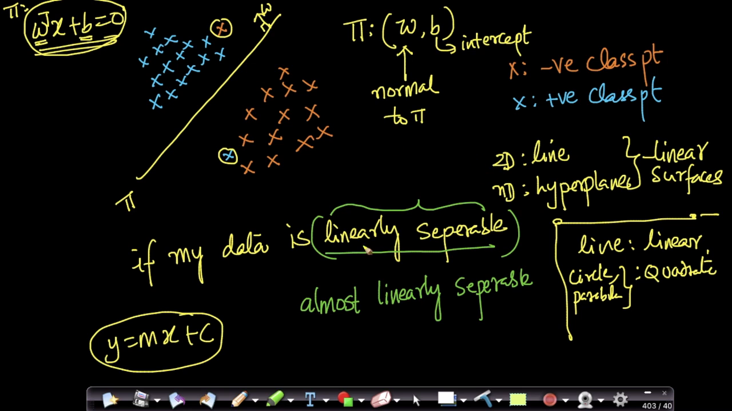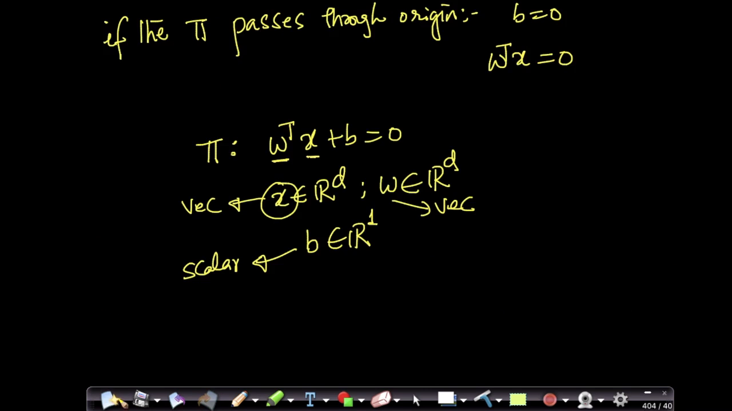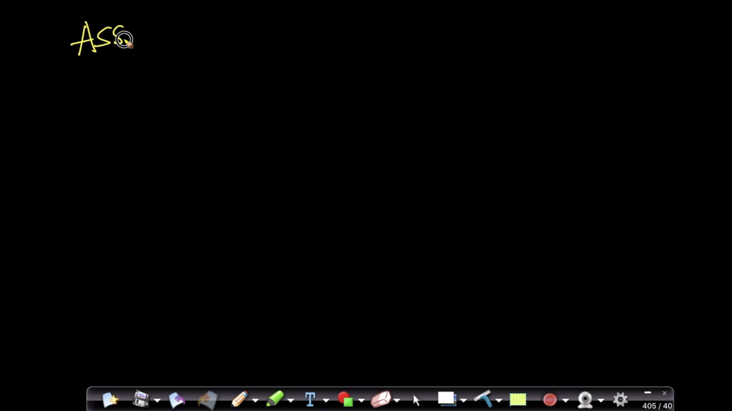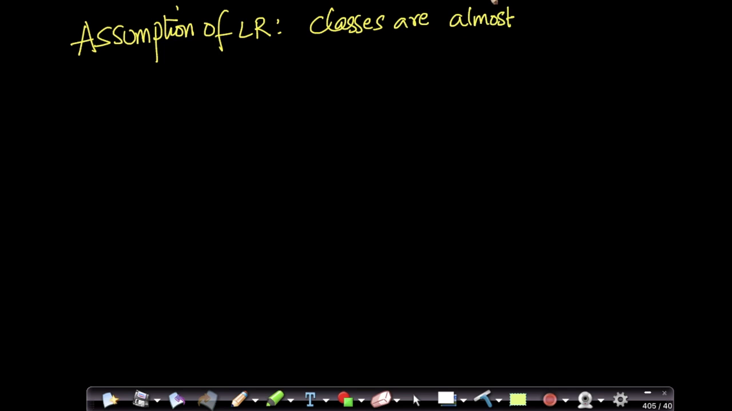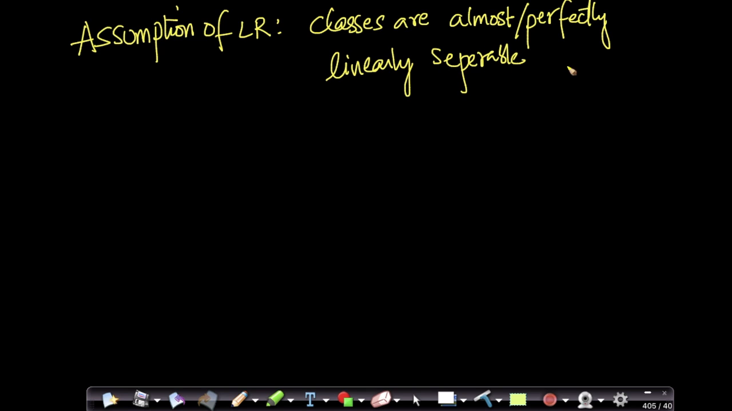Now imagine if my data is linearly separable or almost linearly separable. That's the assumption that logistic regression makes. The big assumption of logistic regression is that my classes are either almost linearly separable or perfectly linearly separable.